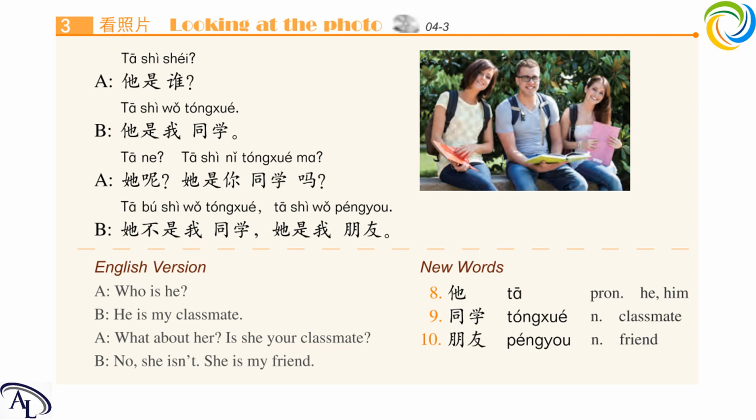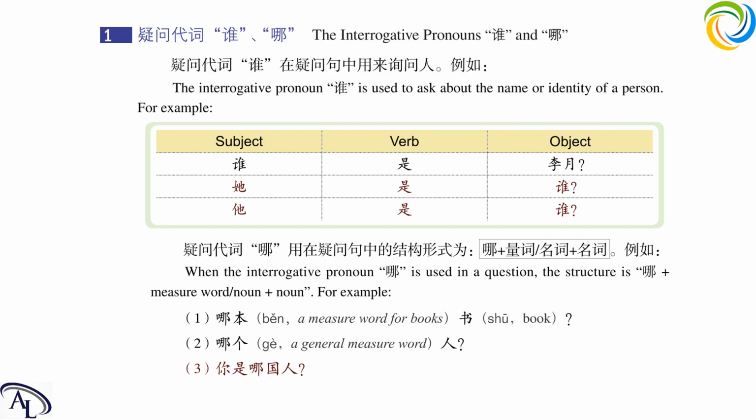他是我同学. 他不是我同学. 他是我朋友. Very good, excellent. Now on to the language point part to answer some questions in our brain.